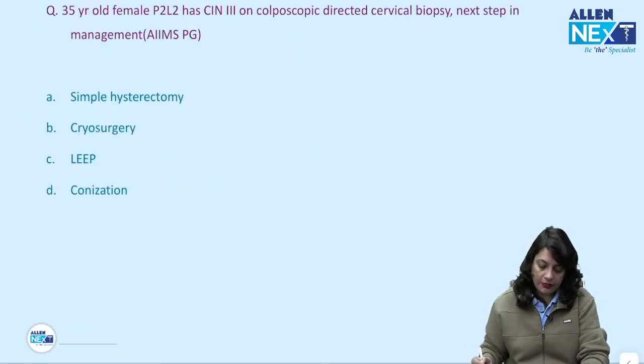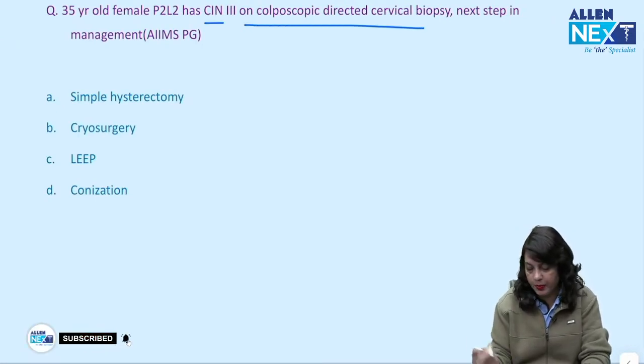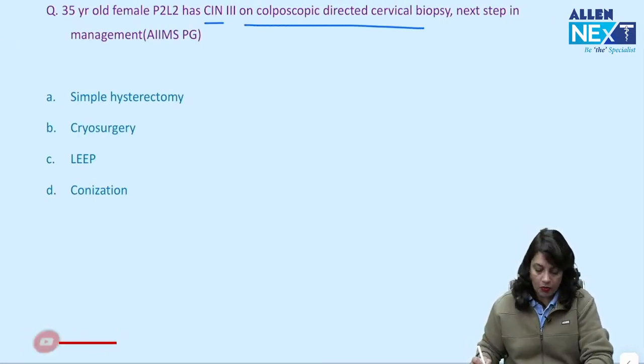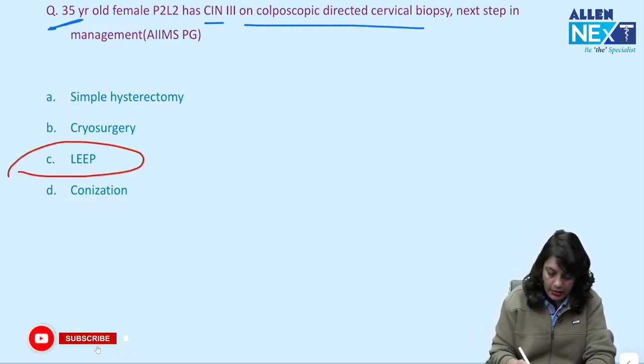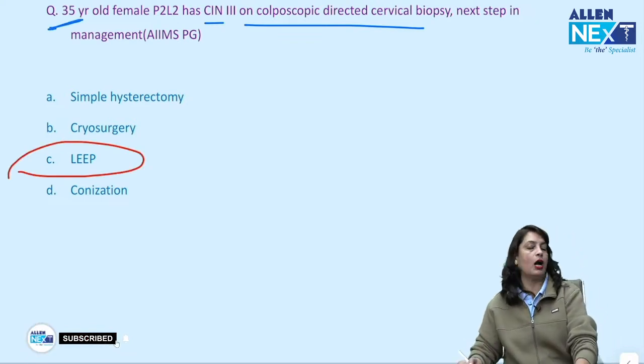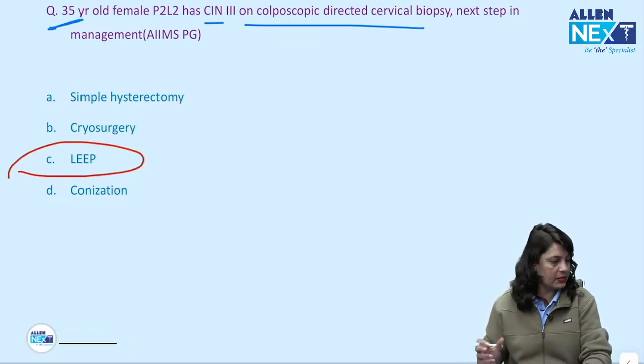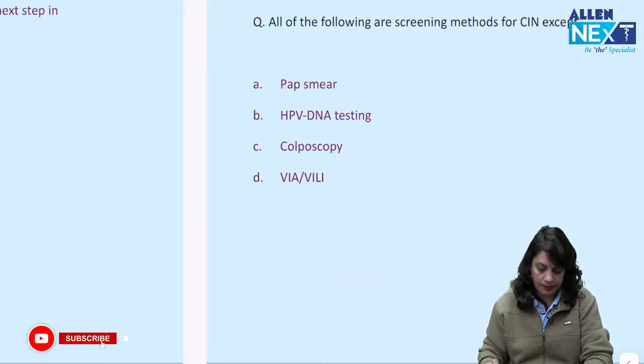Next, a 35-year-old female, P2L2, CIN3 on colposcopic directed cervical biopsy. What's your next step in management? Since the age of the patient is young, I am going to do LEEP. Although all of the four are applicable in this case, the best answer is LEEP.